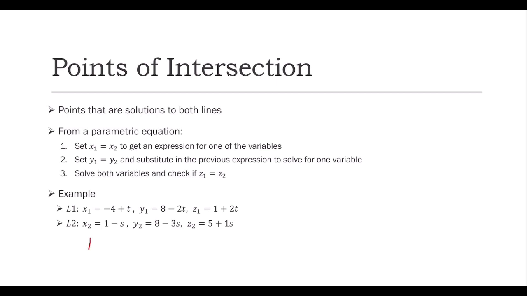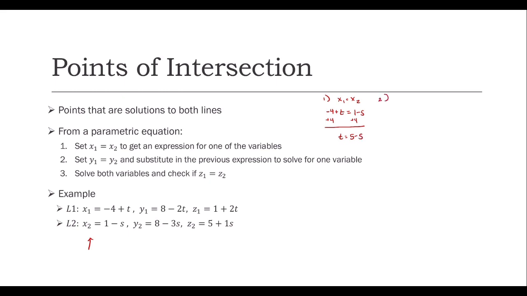So here we have an example. We'll start by setting x1 equal to x2. So this is our first step. So we have -4 plus t equals 1 minus s. So we'll solve for t by adding 4 to each side. So we get that t equals 5 minus s.